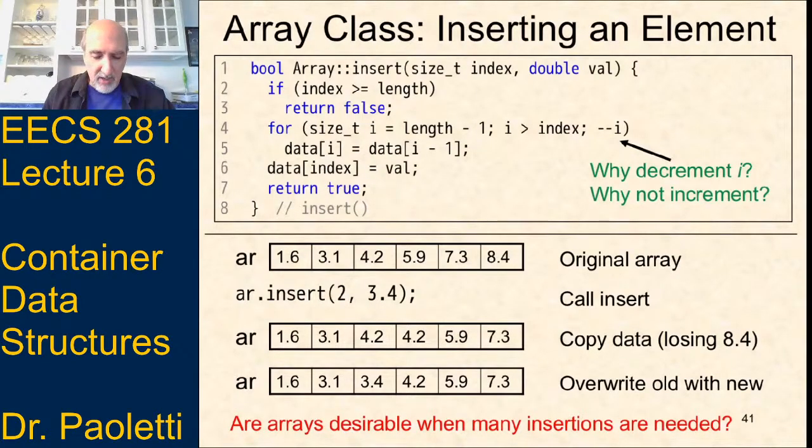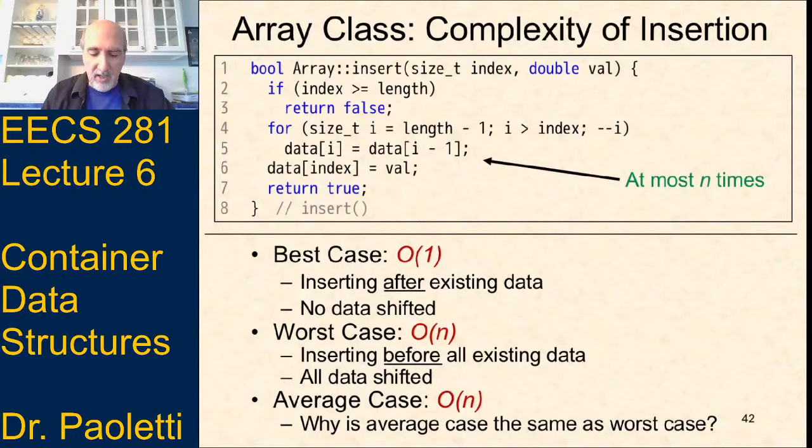Inserting an element, not a big deal. We move everything over to make room for one. So if I say insert at index 2, I'm going to lose the 8.4 because remember, I've got a fixed size array. If we allowed growable, then we could make it a little bit better. Our time to do this is going to be anywhere from O of 1 to O of n. My best case is O of 1. I insert at the last element. Worst case is at the beginning. Average case would be in the middle. And in the middle, I've got to move n over 2 elements over, which is O of n.